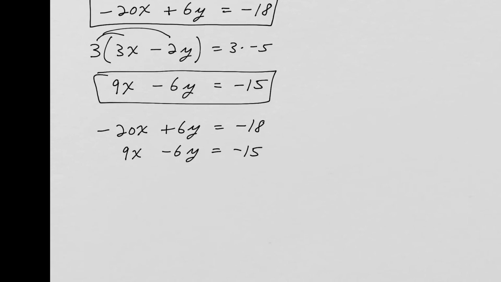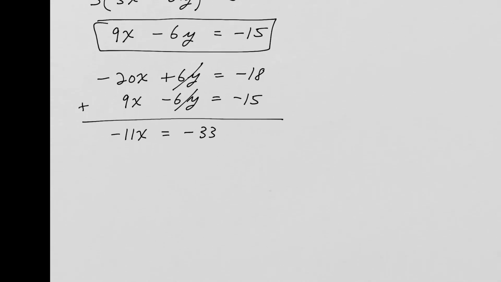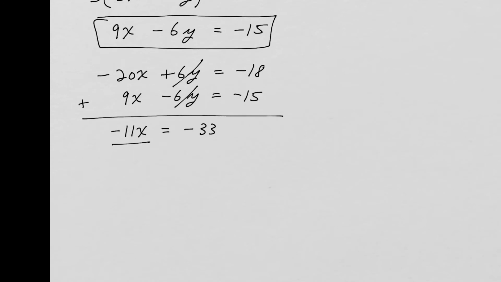So I did all the work now so that when I add these two equations together, what's going to happen to the y's? They're gone, right? I'm eliminating the y's. If I add negative 20x plus 9x, I'm going to get negative 11x. And then negative 18 plus a negative 15 is a negative 33. And then finally, if I divide both sides by negative 11, then I'm going to get x is equal to a positive 3.